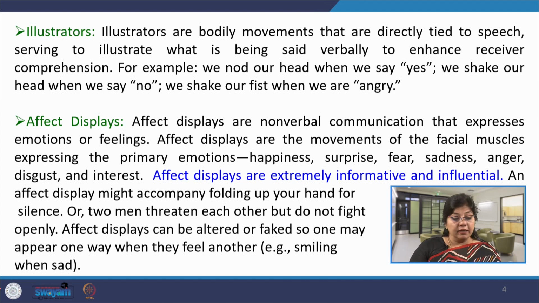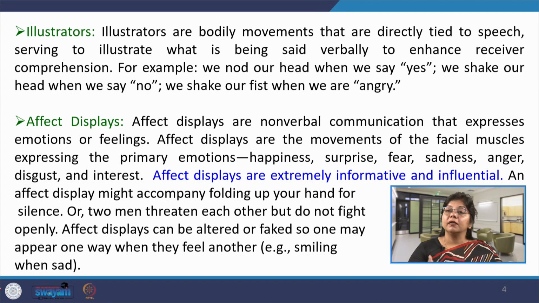Therefore, we can say that an affect display might accompany folding up your hand for silence, or two men threaten each other but do not fight openly, yet through their facial muscles we can easily understand that two people are not on good talking terms. Affect displays can also be altered or faked. So, one may appear one way when they feel another, that is, smiling when sad. So, it works both ways.